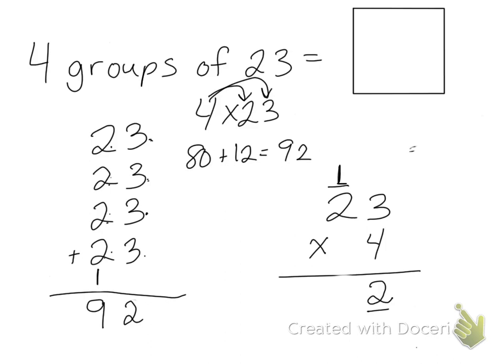Okay, so now we find the number of tens. And we do that by doing 4 groups of 2, or 2 groups of 4. So we do 4 times 2. 4 groups of 2 tens is 8 tens. And then we add the one that we carried over, and that's 9. So 8 plus 1 is 9. So my answer is 92.